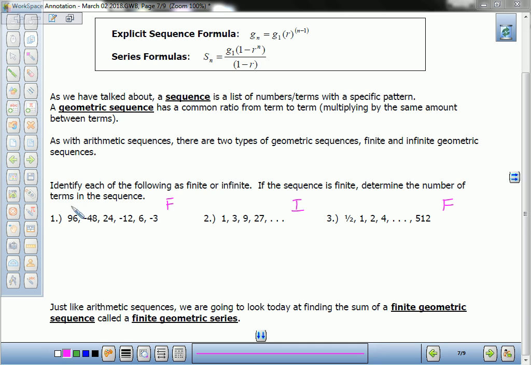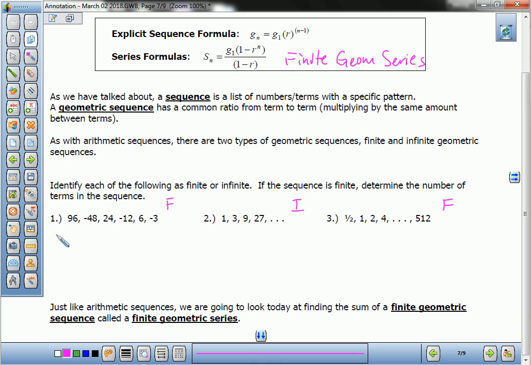All right, so today we're looking at the series formula for a finite geometric series. We can only do it for 1 and 3. With a finite geometric series, we're going to use this formula. The 3 things we need are G sub 1, R, and N. Those are the 3 things we need because that's what we plug into our formula.